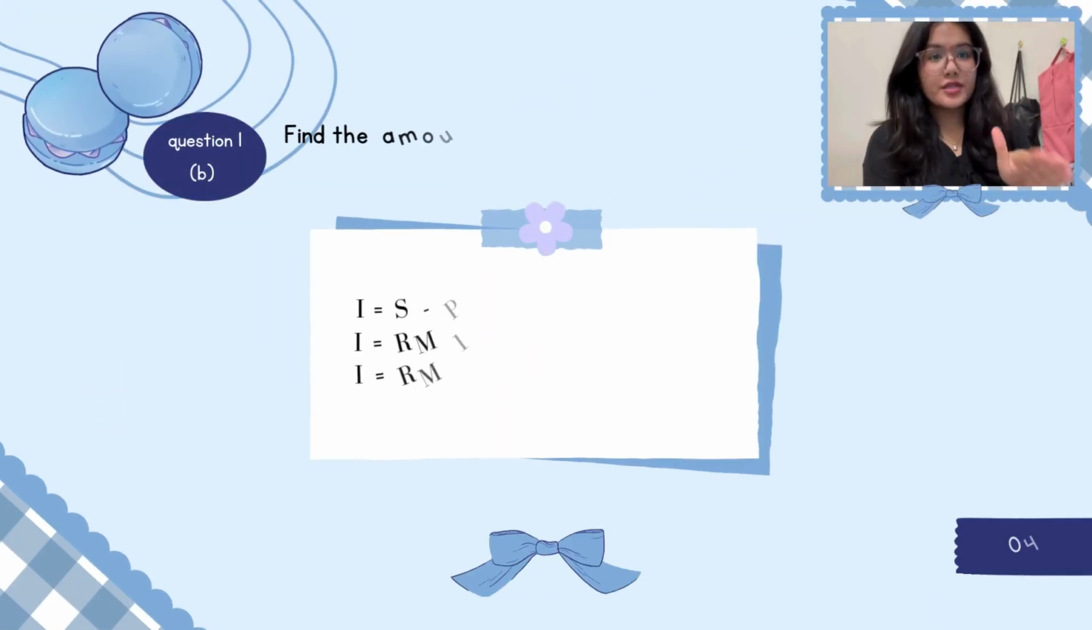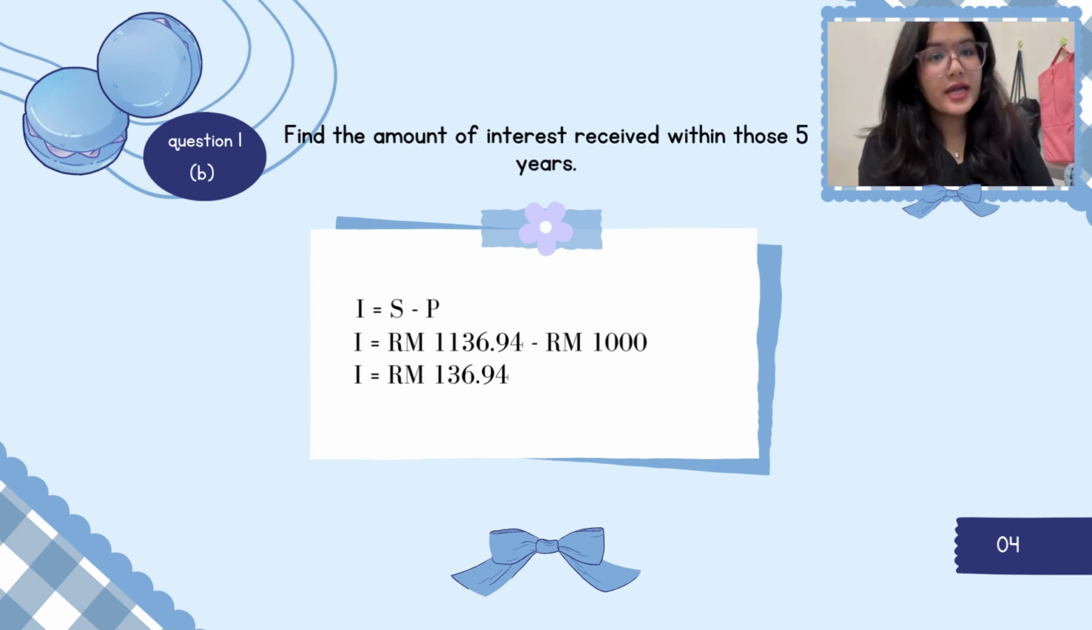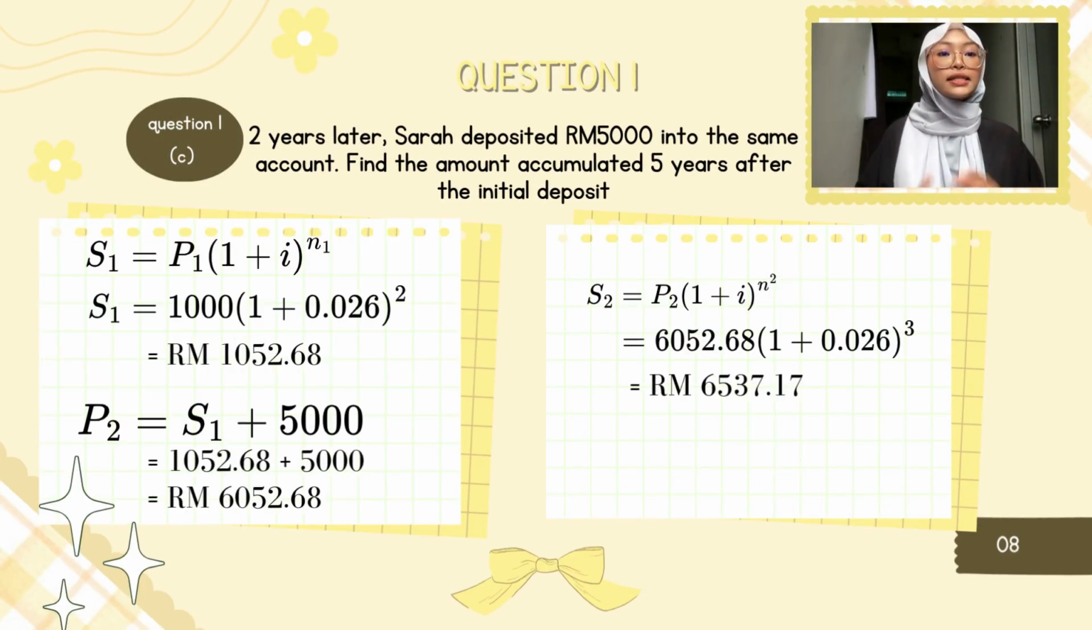Alright, so this is question B. Find the amount of interest received between those 5 years. So they want us to find I. How do we find I? We find I by using the formula I equals S minus P. So for this question, it's I equals 1136.94 minus 1000. So based on that calculation, we get RM136.94.